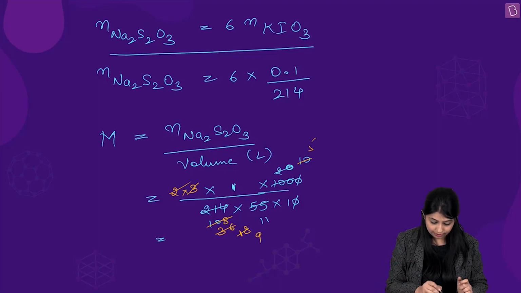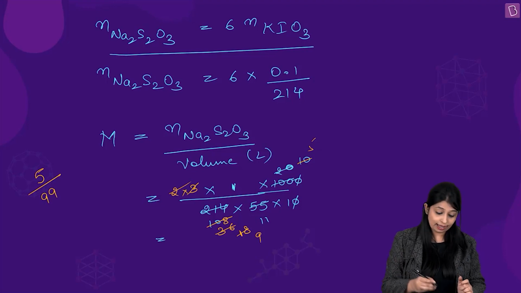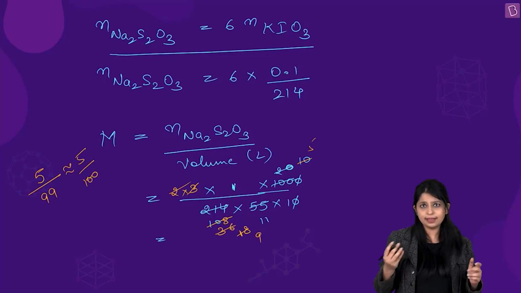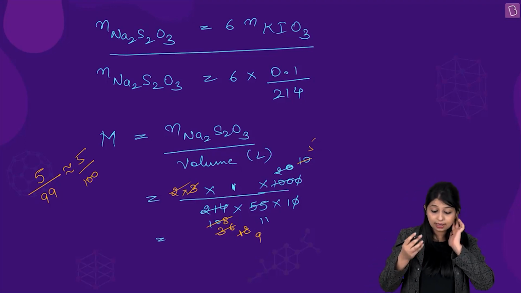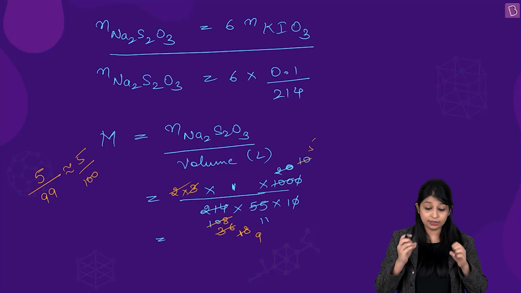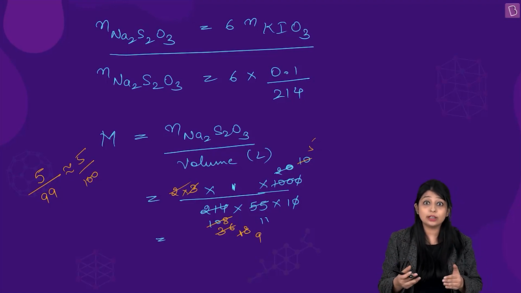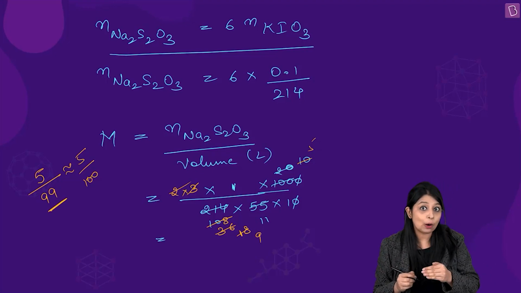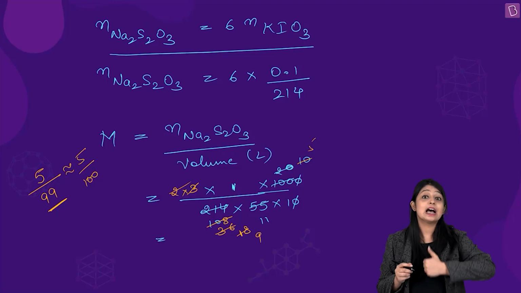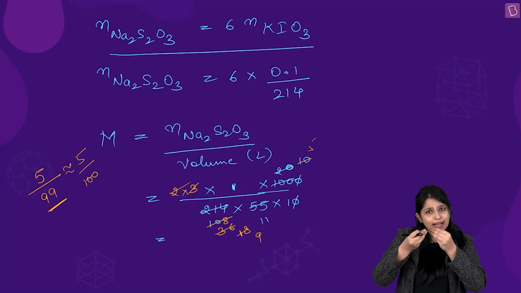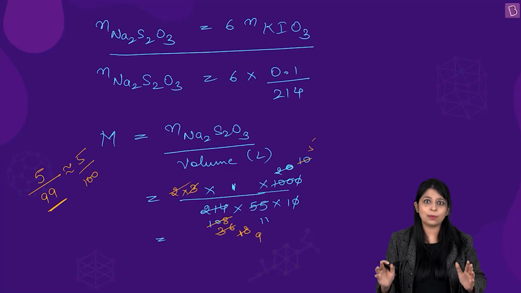Okay, so let's see, what do we have? We have 5 divided by 99. Can we approximate it as 5 divided by 100? Right, we can. So whatever answer we are going to get, that is going to be slightly more than what we are approximating it to. Why? Because we have changed the denominator. If we have increased the denominator, that means our approximation value is coming out to be slightly less than the actual value.